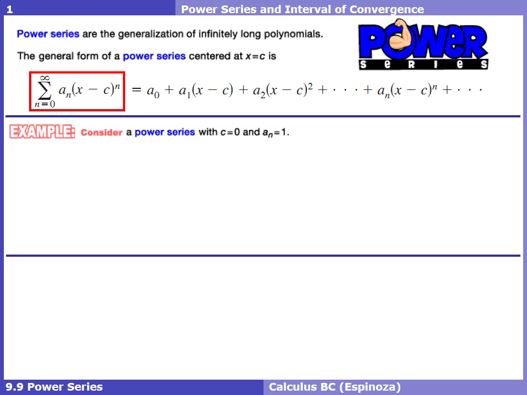So let's consider a very basic power series, where c is equal to 0 and a sub n is equal to 1. Well, if a sub n is equal to 1, then there is no term in front of the x parentheses, and if c is 0, then we just have x to the n. So if we practice expanding that out, and it's going to be a good idea to keep on practicing that skill, our first term would be x to the 0 or 1. Our next term would be x to the 1 or just x. Our next term would be x squared, x cubed, x to the 4th, and so on and so forth. And again, we're adding up these terms out to infinity.